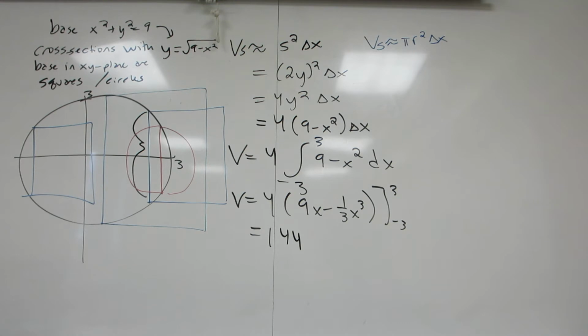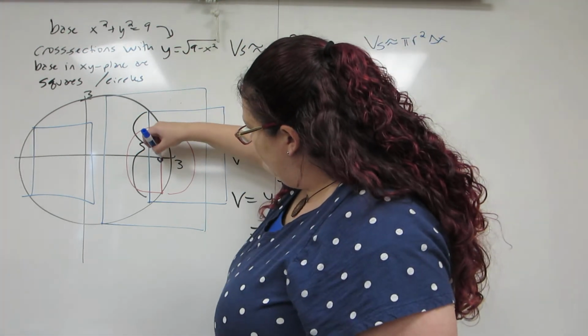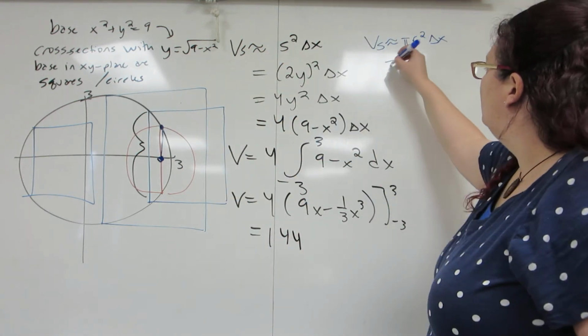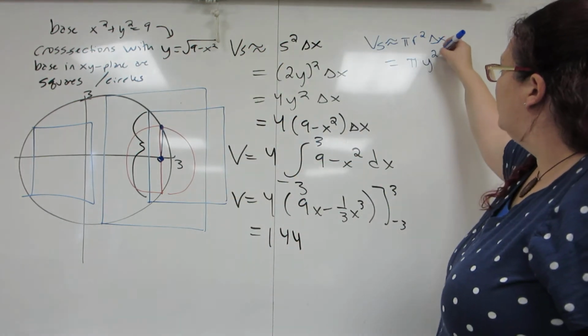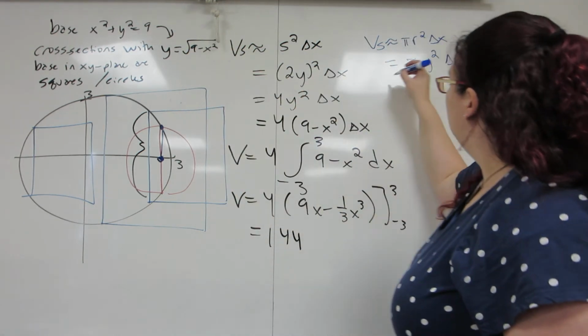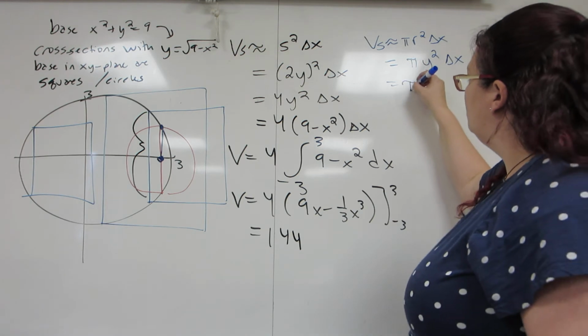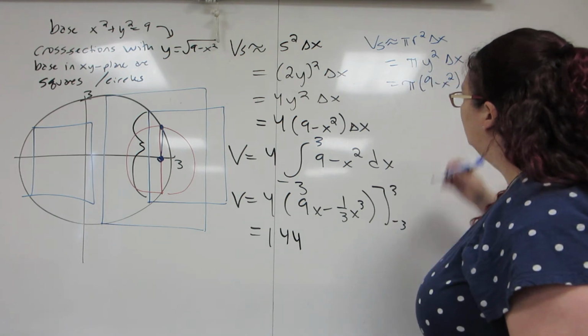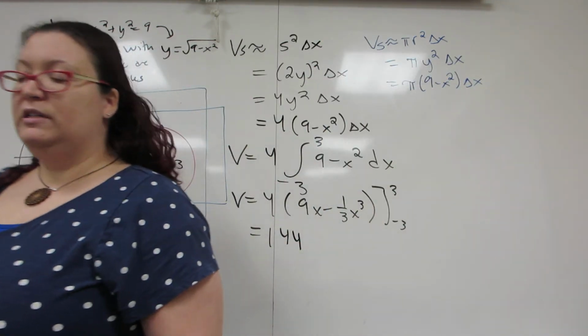Now we need to figure out the radius of that circle, and on the board, the radius is from here up to here, which is simply the y-coordinate. Okay, so that's pi y squared delta x. I already know what y is. Once again, the square root and the square cancel each other out. Okay. And I get my volume of a slice.